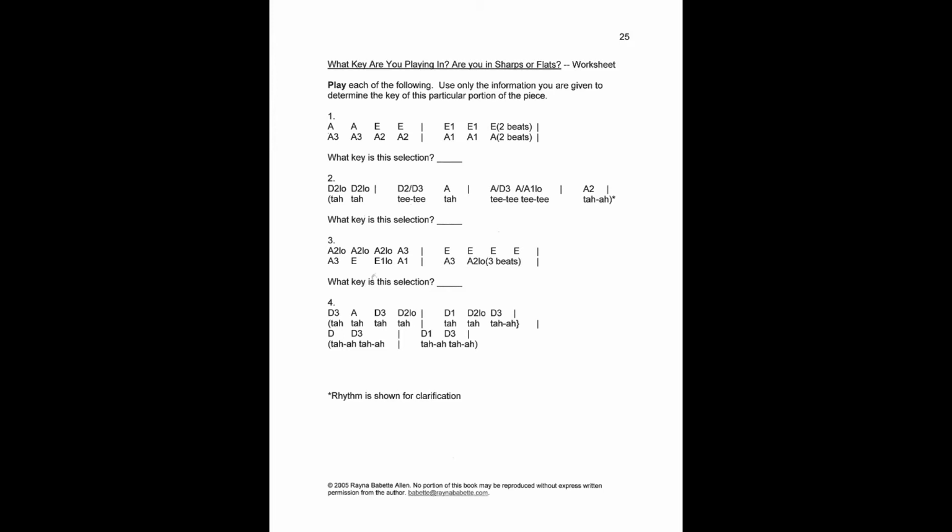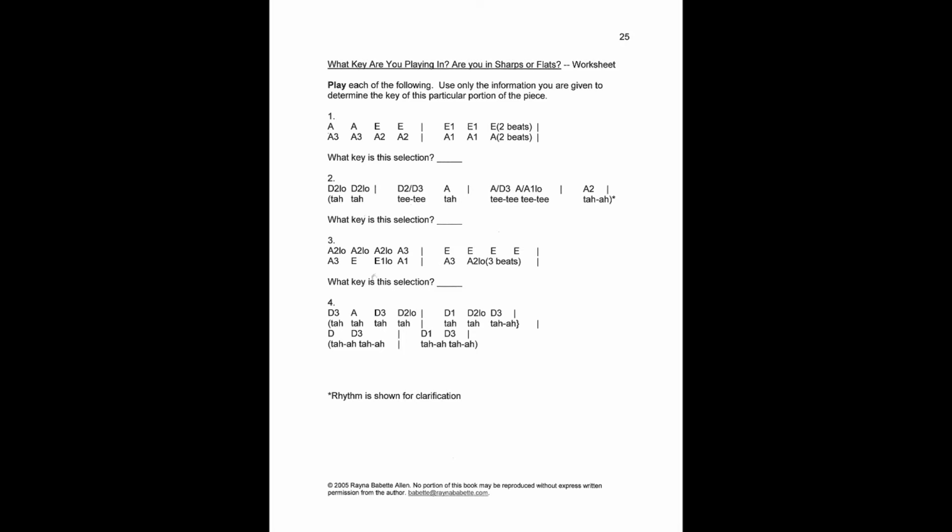Second finger on the D string is F. In the normal position, it's F sharp. In the low position, it's F natural. So this is telling us it is not a sharp key. It is either in the key of C or it is in a flat key.